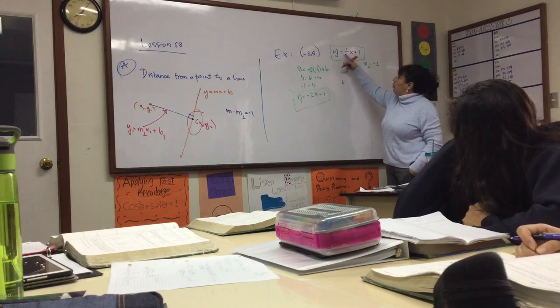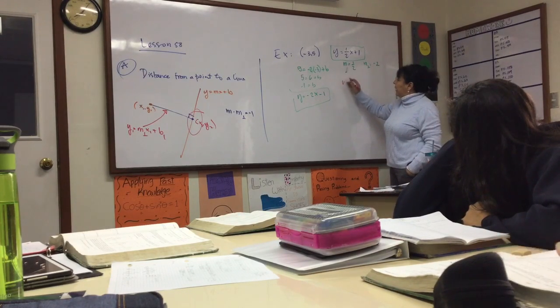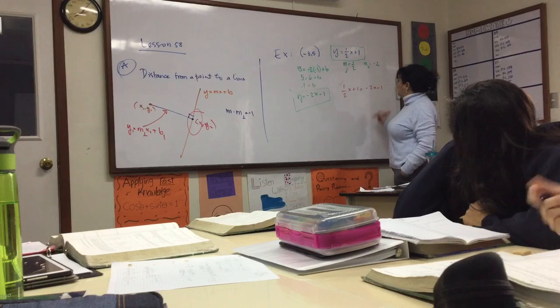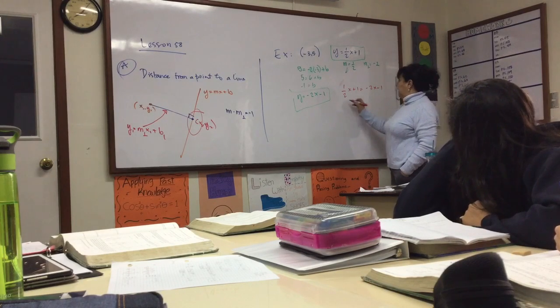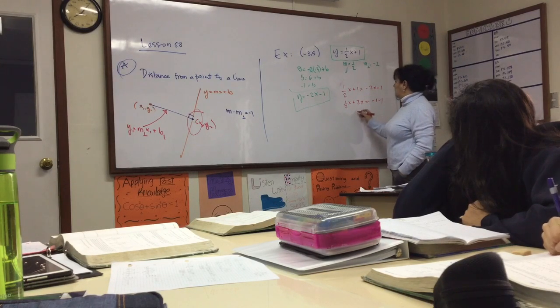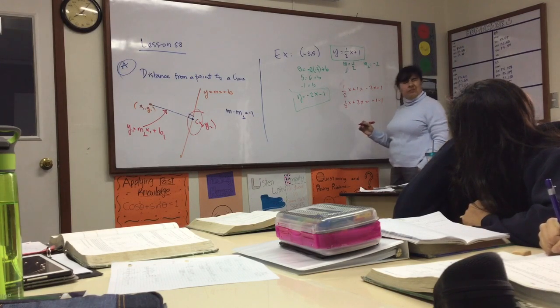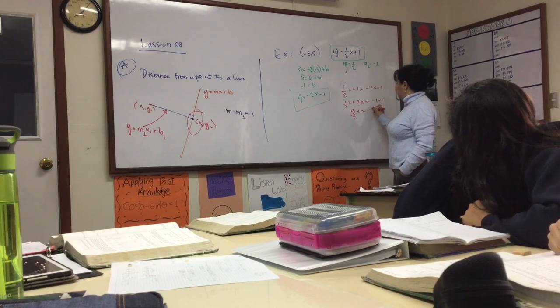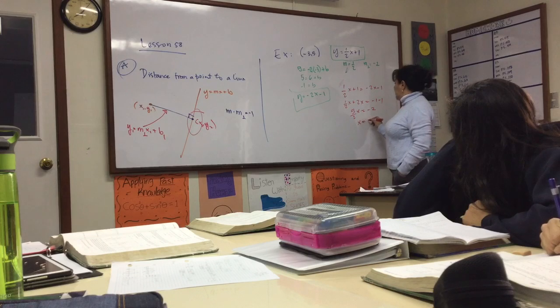So, if y equals this and y equals that, I'm just going to equal them to each other. So 1/2 of x plus 1 equals minus 2x minus 1. And that would be minus 1 minus 1. 1/2, 5/2 of x equals minus 2. X equals minus 4/5. Okay?